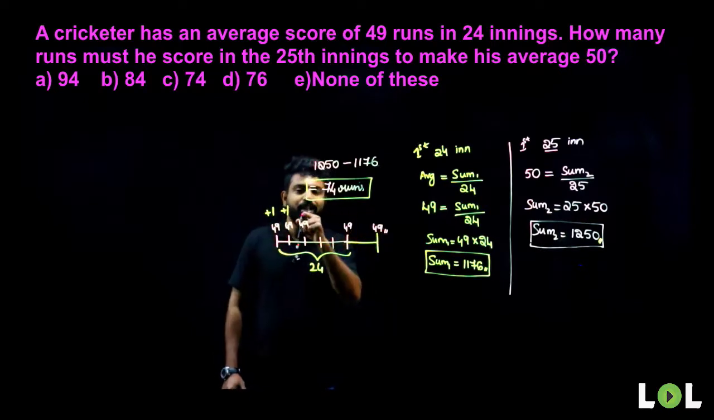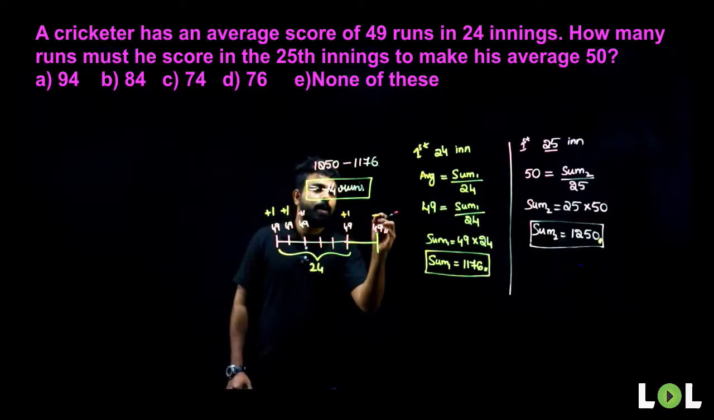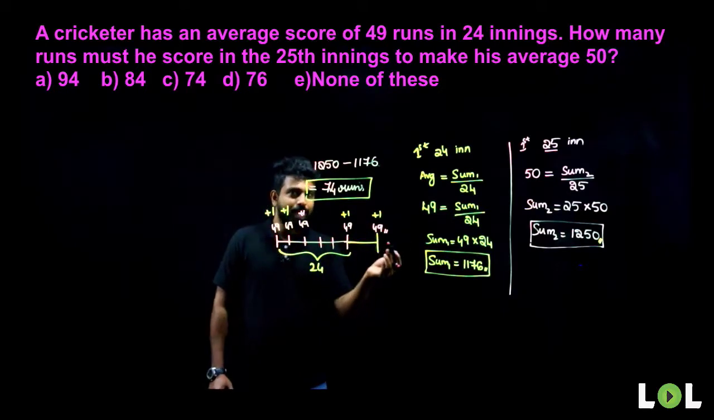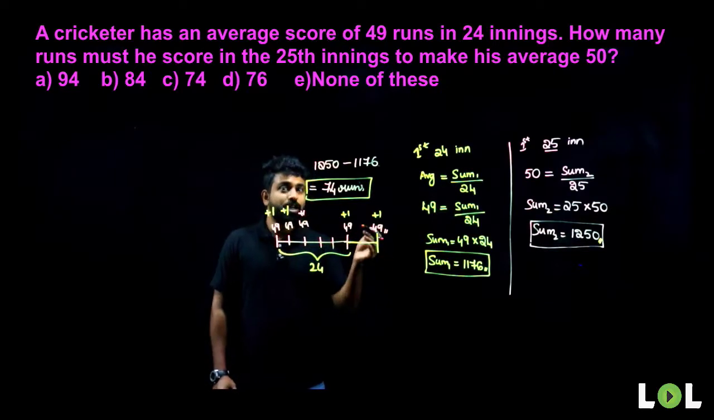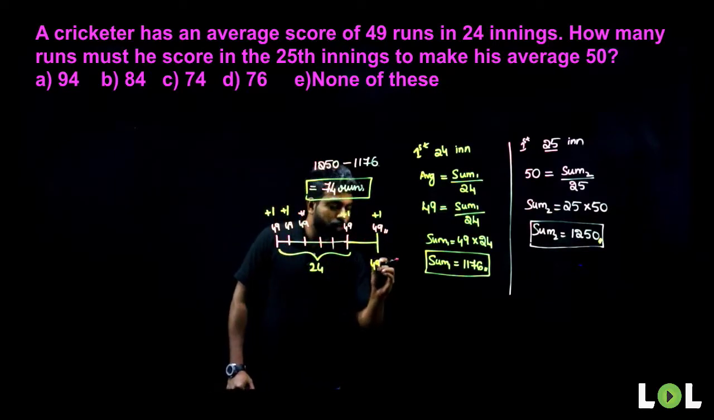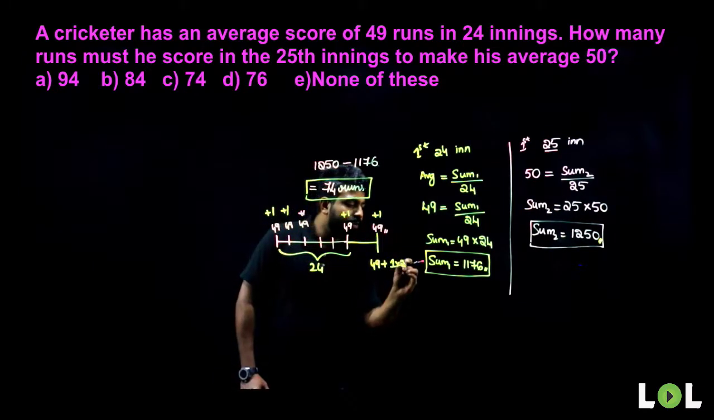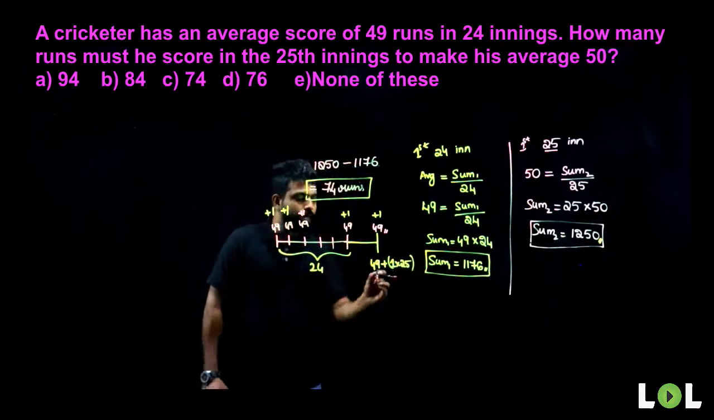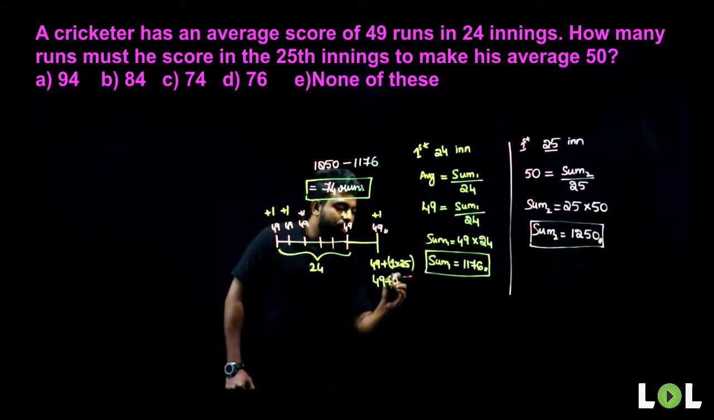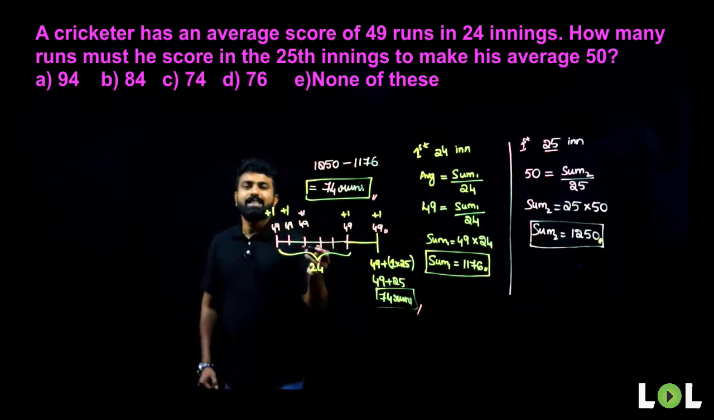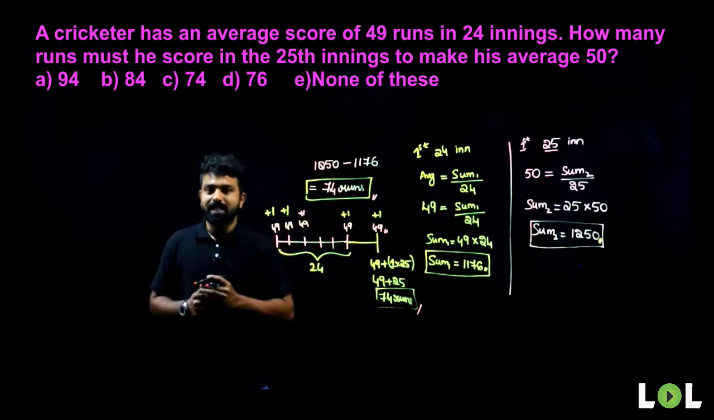So for every single match he has to score 1 run extra. So for totally how many matches he has to score 1 run extra? 24 plus 1, 25 matches. So in the 25th innings, what is the total runs that he would have scored? First he would have scored 49, plus he should score 1 run for how many games? 25 games. So what will be the value? It will be 49 plus 25, and that will be equal to 74 runs. We get the same answer here and here, but this method was very easy and we had a smaller amount of calculations to be done.